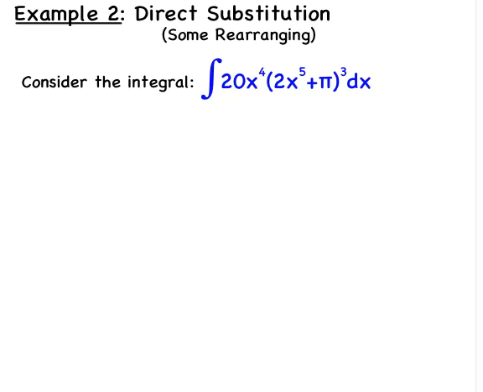So now here's a second example. In this example, again, it's direct substitution, but there's going to be some rearranging that we need to do. It's not going to be an exact fit. So if we look at this example, we say, let's look at the interior function. That will be our u. Let u equal 2x to the 5th plus pi.